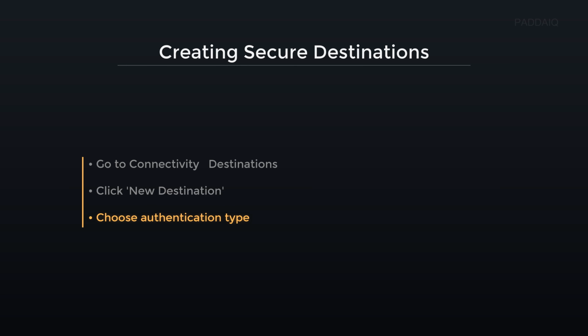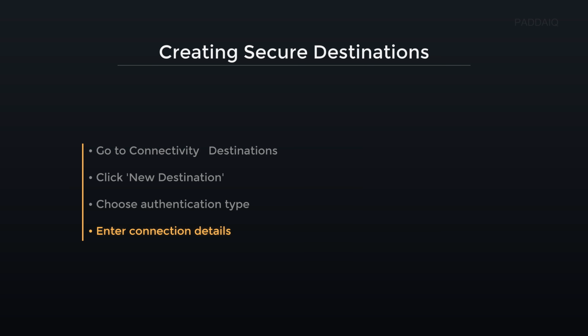Choose authentication type. This means selecting how your app proves its identity to access external services. For example, when connecting to Salesforce, you might use OAuth 2.0 so your app can securely log in without storing a password. Selecting the correct method is essential for protecting your data and ensuring only authorized access.